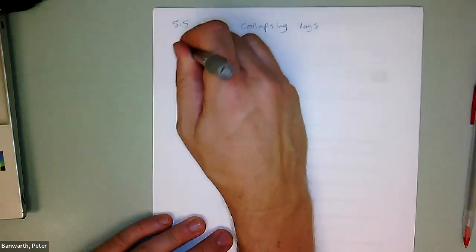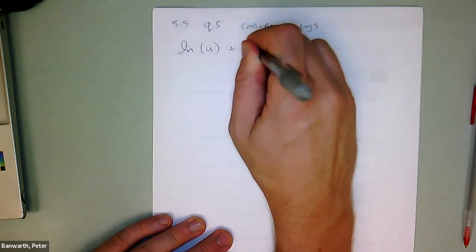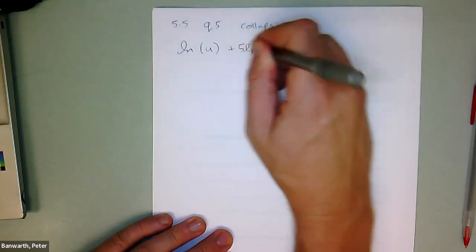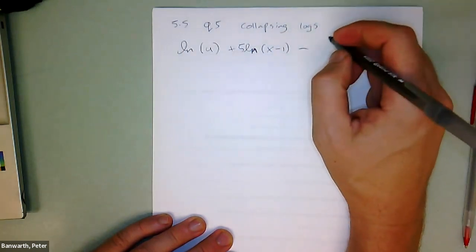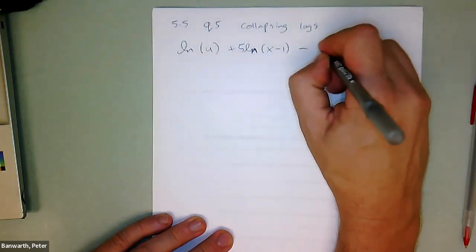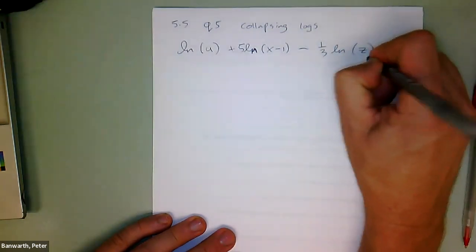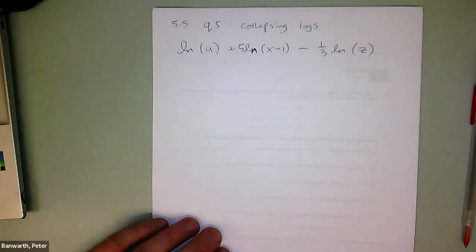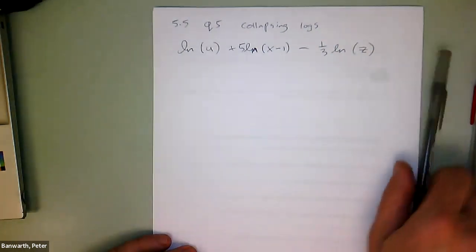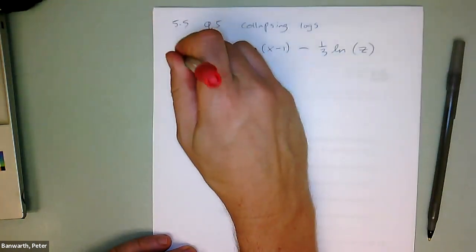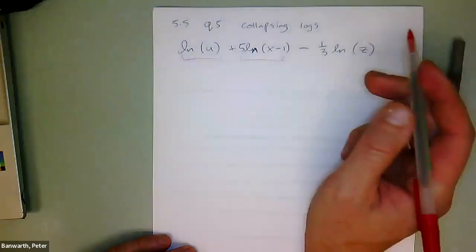So suppose, I'm just going to use natural log again. I have natural log of u plus 5 natural log of x plus 1 minus 1/3 natural log of z. And I want to put that all into a single log. So I want to collapse it into one. The first thing I notice is I have 2 logs being added. Well, maybe I better start with this power.